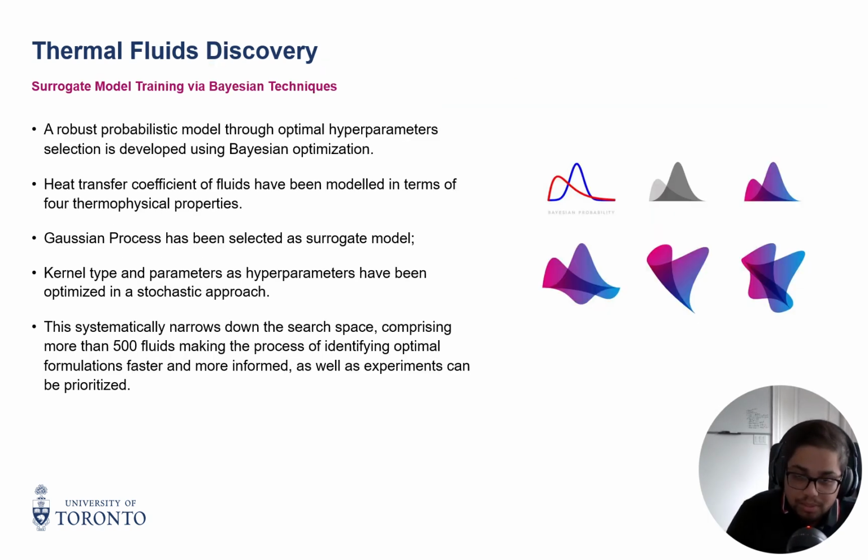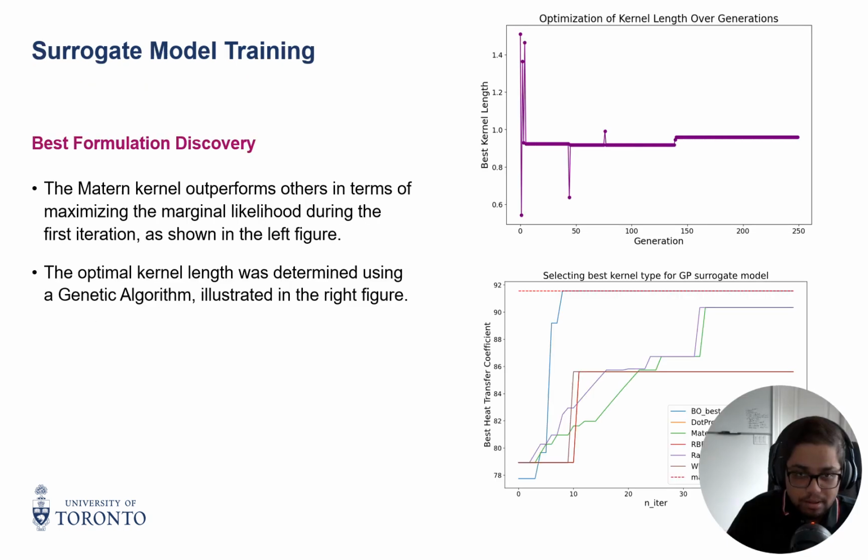We built a surrogate model using Gaussian processes, which predicts heat transfer coefficients based on four thermophysical properties: density, viscosity, thermal conductivity, and heat capacity. To ensure accuracy, we used Bayesian optimization to tune the kernel type and its hyperparameters. So this allowed us to systematically narrow down a list of over 500 candidate fluids, making the process of identifying optimal formulations faster and more informed, and we're also able to prioritize which experiment to do for which thermal fluid.